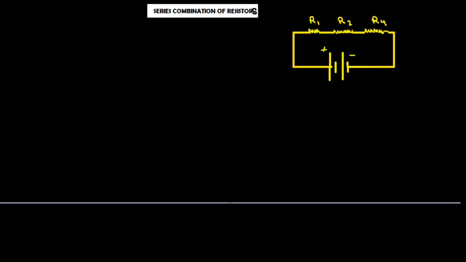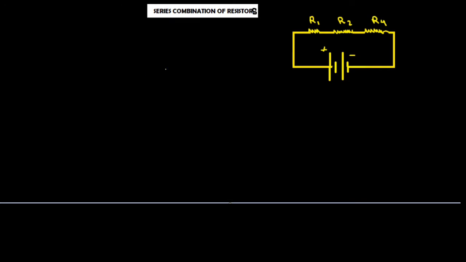The topic to be discussed is on series combination of resistors. So first of all, let us understand what this series combination of resistors means. Resistors are said to be connected in series if the same current flows through each resistor when some potential difference is applied across the combination.